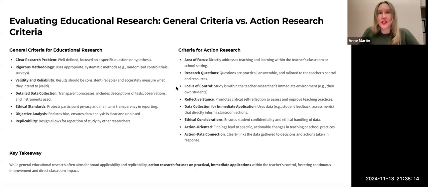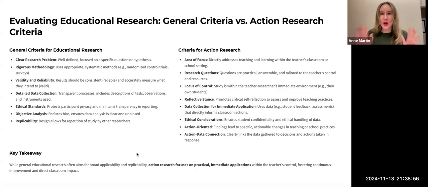immediate application, what they did once they collected and analyzed those data. Ethical considerations, just like in general educational research. In action research, it is sometimes harder because you're so familiar with students, using their names and talking about them within the classroom, that you have to really make sure that you are putting on your ethical stance to protect their privacy. Action-oriented, and then having this connection between the data and the action that you chose to show how the actions are data-driven.